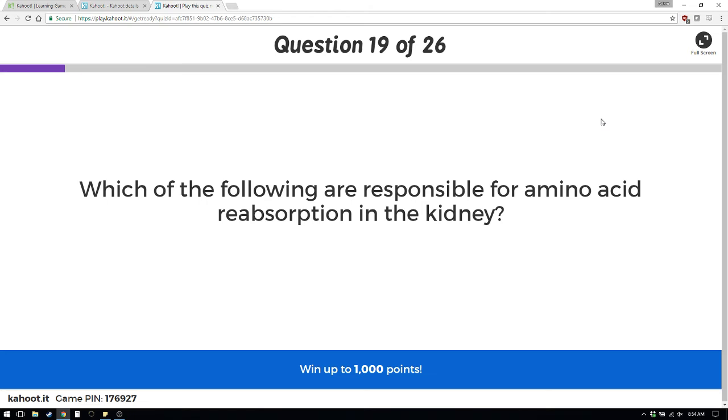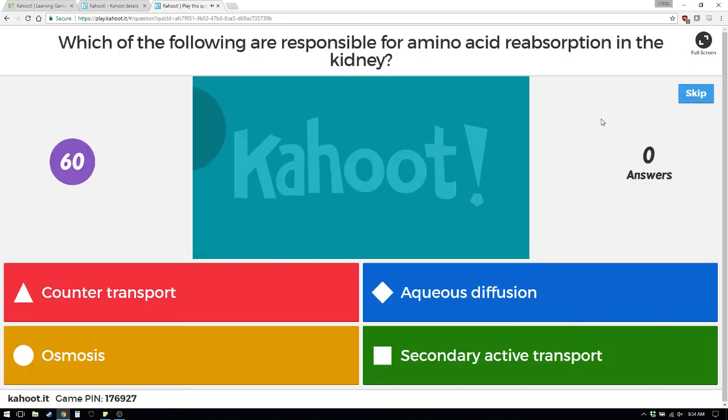All right. Okay, which of the following are responsible for amino acid reabsorption in the kidney? This is really just to remind you, oh wait, that's a thing.